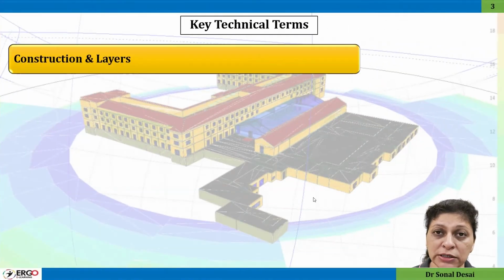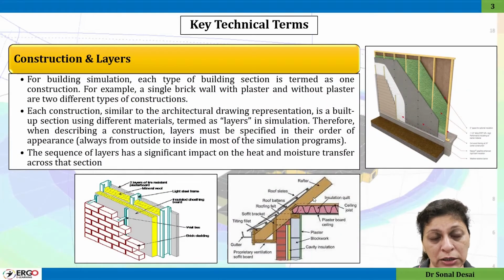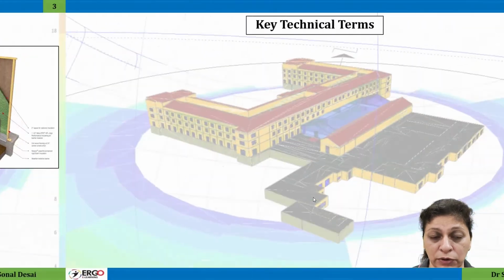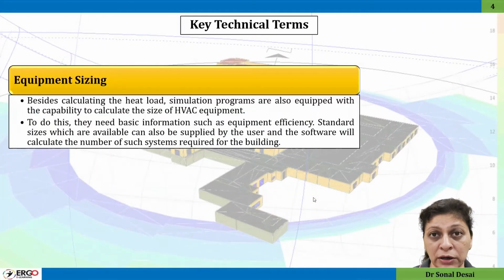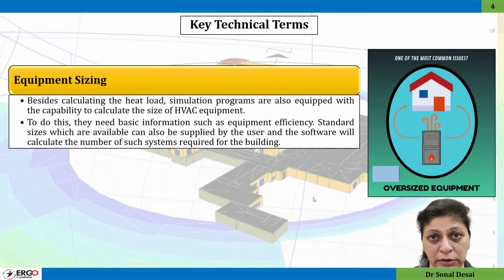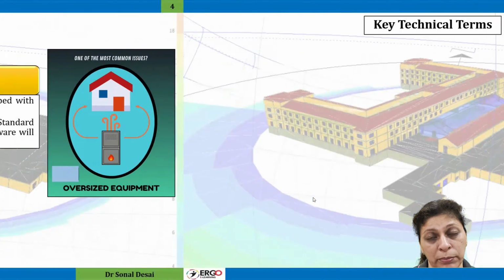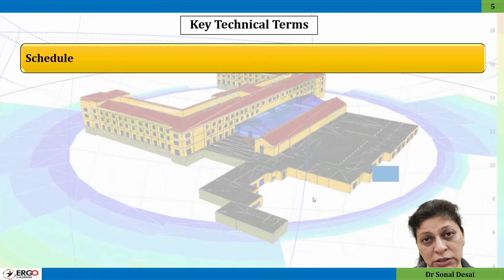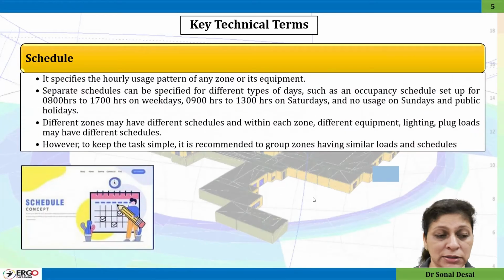The course starts with a discussion of different key technical terms which are related to the building. Say, for example, what is construction and layers? That is explained here. Different technical terms which are used in simulation are explained with necessary diagrams and explanation. What is equipment sizing? How equipment sizing is done, whether it is for HVAC or pumping, is covered.